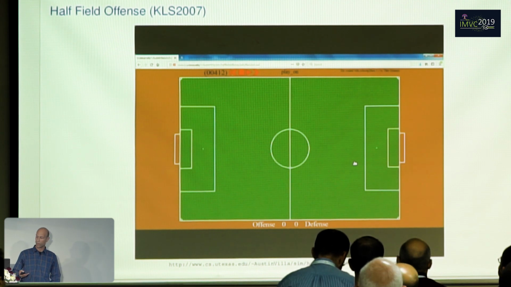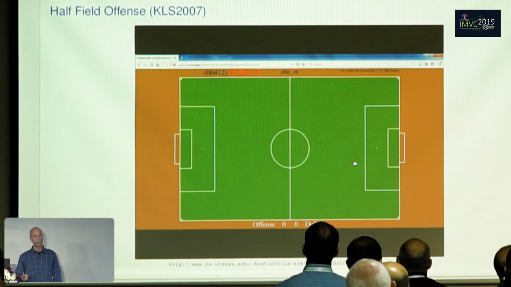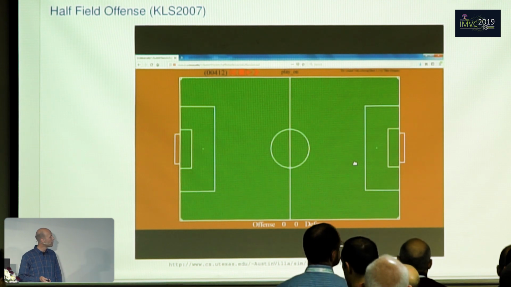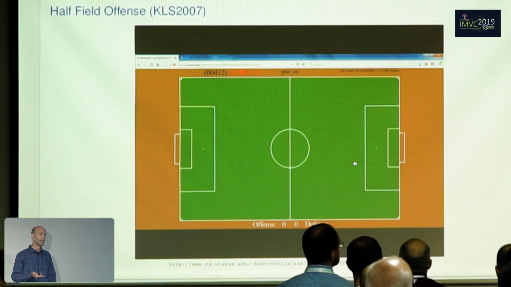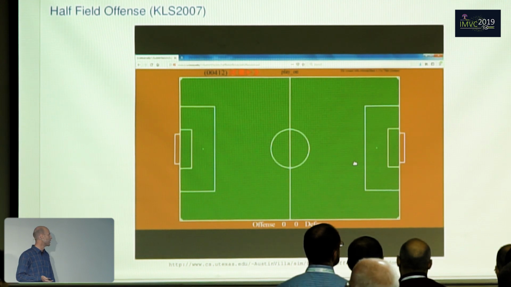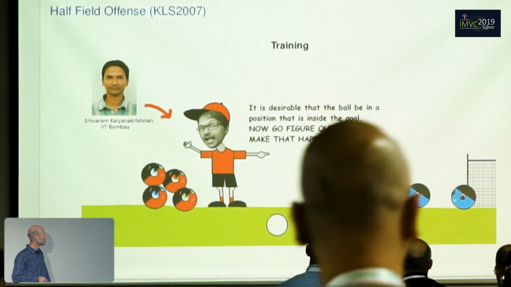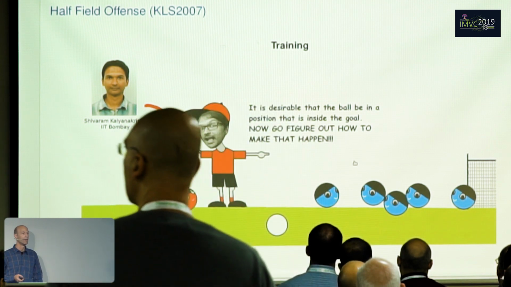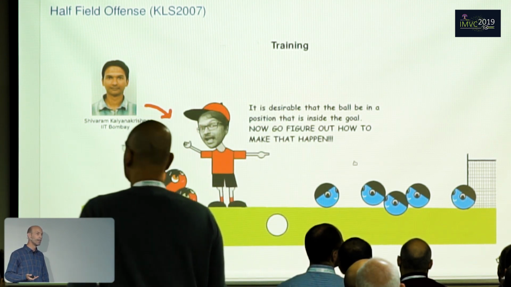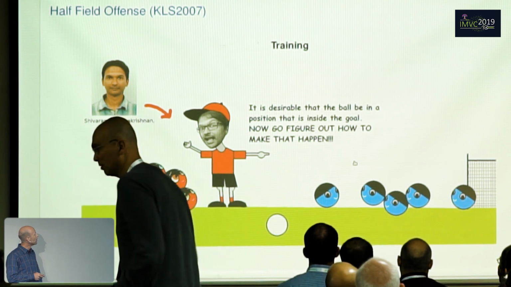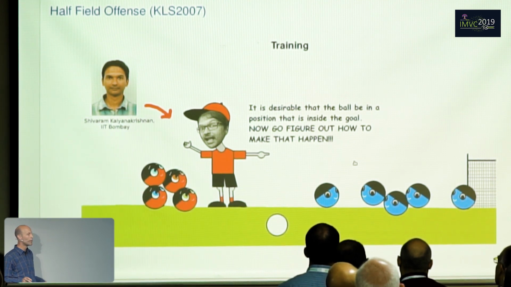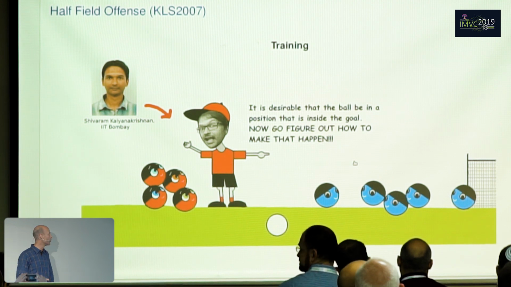So one way to go about it would be to hand code a better policy into the red team. However, frequently it's better to use another alternative called reinforcement learning. So here is my colleague and friend Shivaram Kalyanakrishnan, did his PhD at UT and currently a professor at IIT Bombay. And during his PhD studies, Shivaram trained simulated soccer robots. And the way he trained them was as follows. Shivaram is telling the robots that it is desirable that the ball be in a position that is inside the goal, and ask them to go figure out how to make that happen.